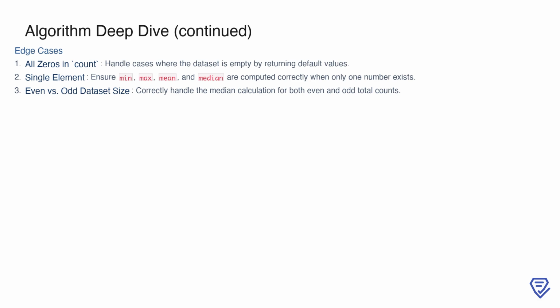Another key consideration is the difference between even and odd dataset sizes when calculating the median. For odd-sized datasets, the median is the middle value, while for even-sized datasets, it's the average of the two middle values. The algorithm handles both scenarios seamlessly by examining the cumulative count during the median computation. By addressing these edge cases, we ensure the solution is robust and reliable for any input configuration.